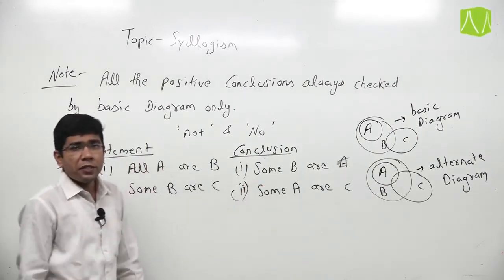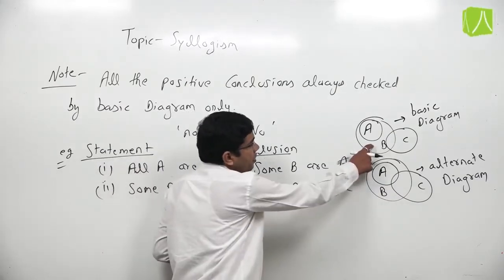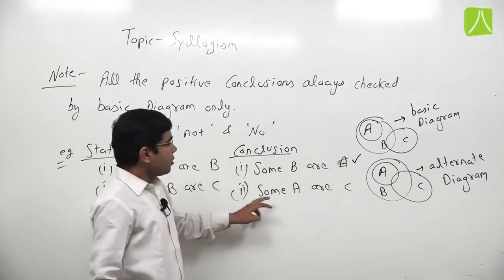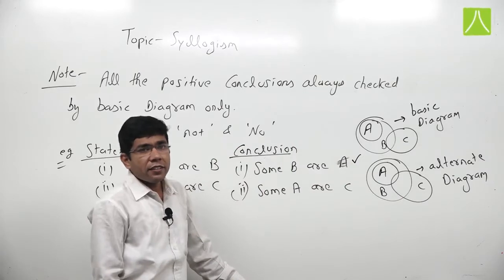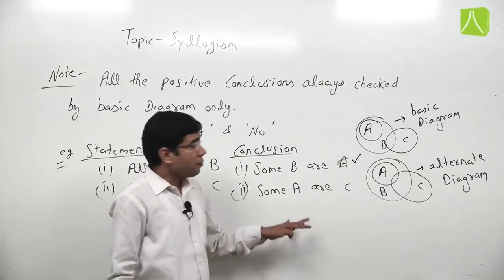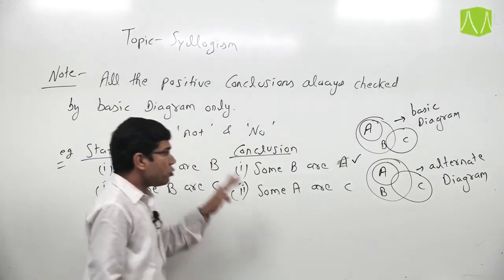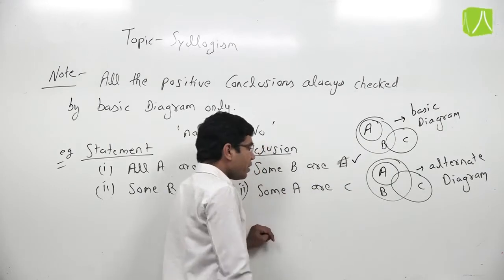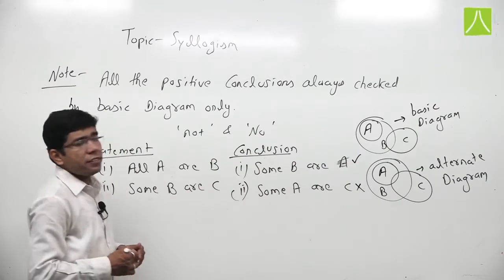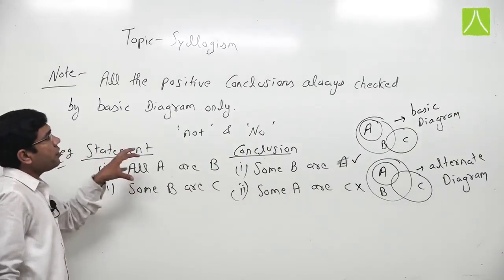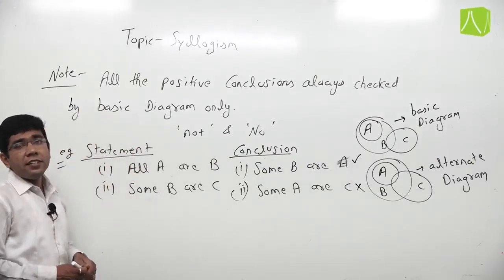Both the conclusions are positive, so we use only basic diagram. First conclusion, some B are A. Obviously some B are A is correct. Second, some A are C. Now if we use alternate diagram, A and C are connected, it is true on the basis of alternate diagram, but for positive conclusion we will use only basic diagram. So our answer should come by basic diagram. Some A are C, A and C are not connected, so the second conclusion is not true. So this is the basic note or basic information for handling this topic.